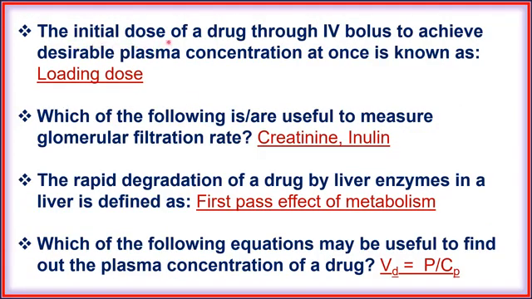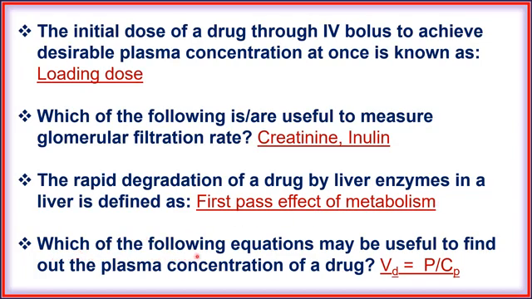Next, the initial dose of a drug through IV bolus to achieve desirable plasma concentration at once is known as loading dose. Next, which of the following are helpful to measure glomerular filtration rate? Creatinine and inulin. Next, the rapid degradation of a drug by liver enzymes in a liver is defined as first pass effect of metabolism.